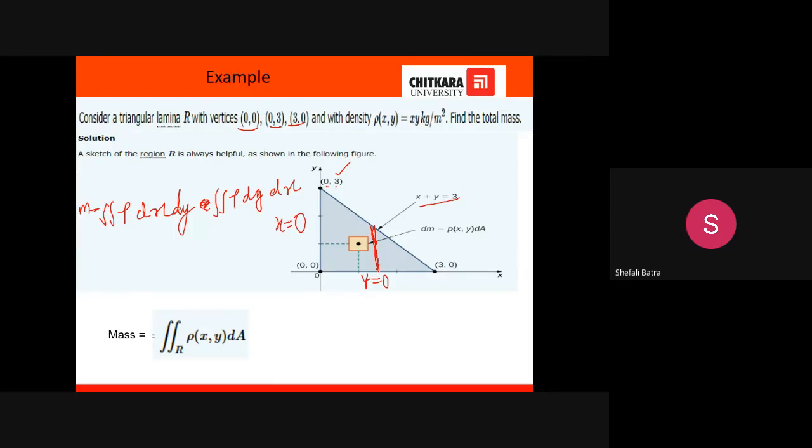Limits of y? Ma'am, 0 to 3 minus x. And what about limit of x? Ma'am, 0 to 3. Correct. So simply 0 to 3 minus x and 0 to 3. Rho is given to you, that is xy, dy into dx. So you will integrate, evaluate this, and the answer would be 27 by 8.